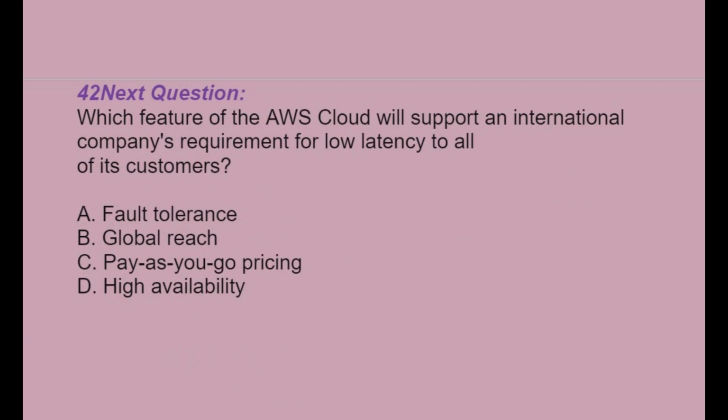Question is, which feature of the AWS cloud will support an international company's requirement for low latency to all of its customers? Option A, fault tolerance. Option B, global reach. Option C, pay-as-you-go pricing. Option D, high availability. Correct answer is option B.